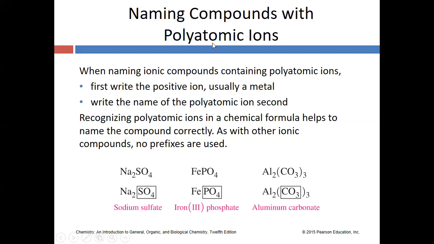So again, from a naming perspective, the naming structure with polyatomic ions is exactly the same as the naming structure was just for ionic compounds. We name the positive ion first, we name the negative ion second. Positive ion's usually metallic. The negative ion is either non-metallic or polyatomic.